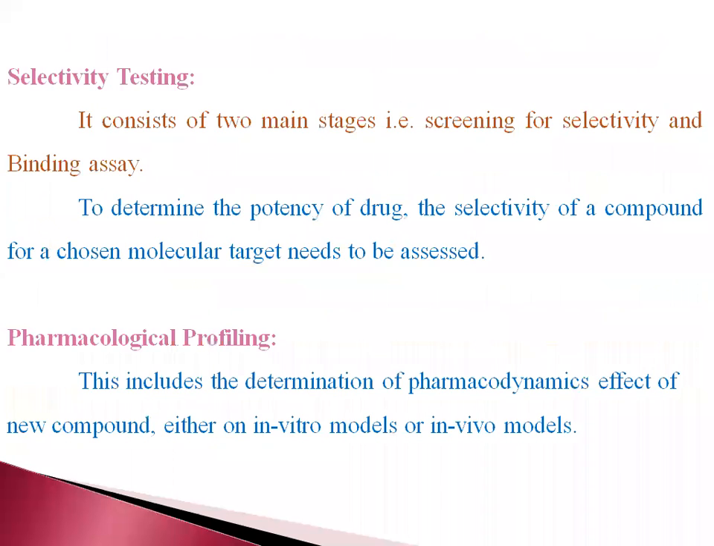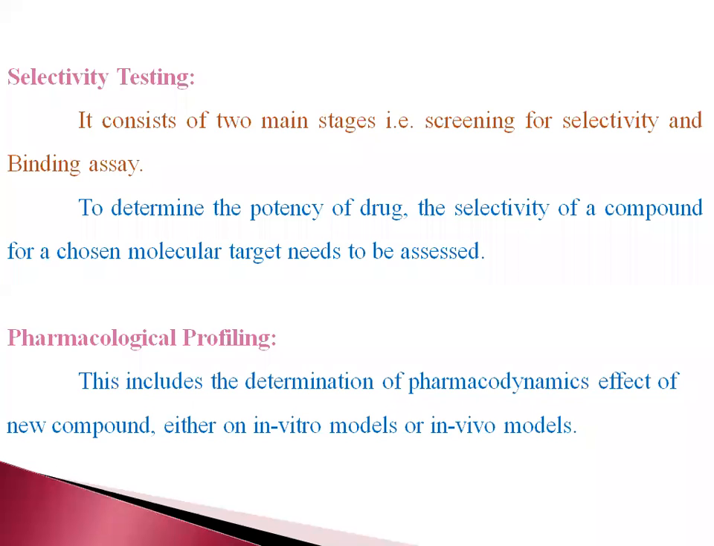Selectivity testing, that means what? It consists of two main stages: screening for selectivity and binding assay. Screening for selectivity in the sense, in pharmacology we know there is drug receptor interaction to have a pharmacological action. In that case, we need to check whether that particular compound is binding with specific receptors. And binding assay is the second part. To determine the potency of the drug, the selectivity of the compound for chosen molecule targets needs to be assessed. So that type of studies are carried out under selectivity testing.